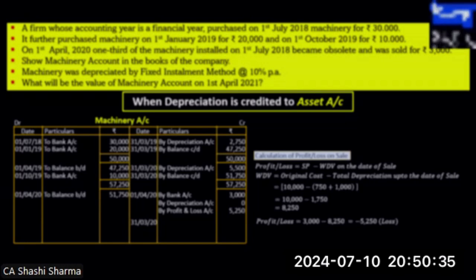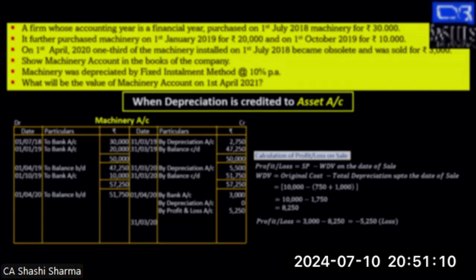Calculate depreciation on all the machines one by one. Out of the first machinery, first purchase, 2/3 portion of the machinery is remaining unsold. 2/3 means 20,000. So on this 20,000, the depreciation for full year will be 2,000 at the rate of 10% per annum.